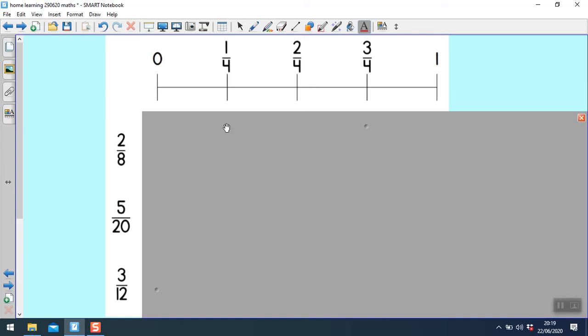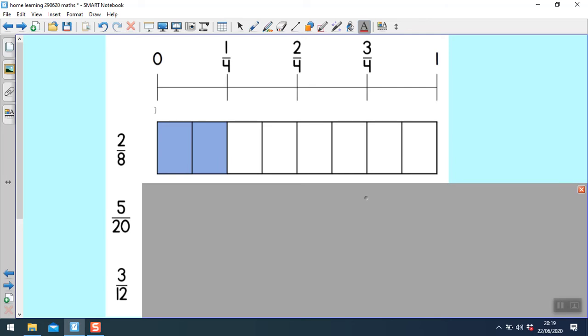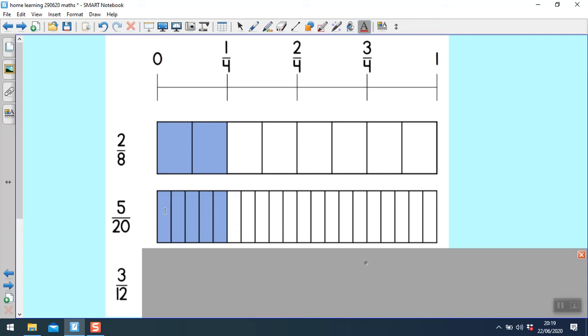So again, bar models are really useful for equivalent fractions. For 2/8, I've got 0 and I've got 1 again. I've got to split my bar into 8 equal parts, and I just need shading 2 of them for 2/8, and I can see that 2/8 is equivalent to 1 quarter.